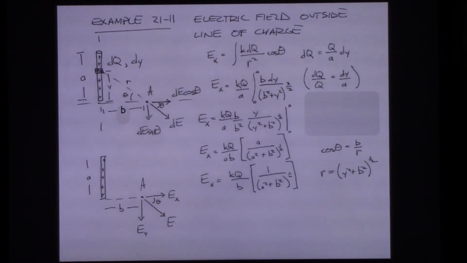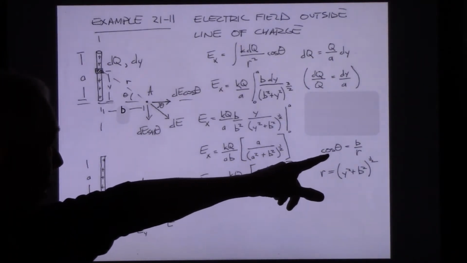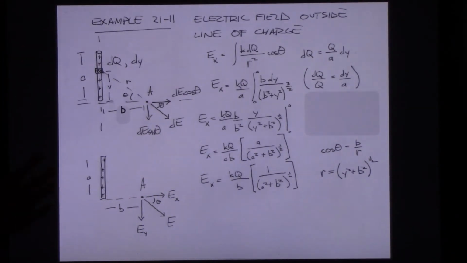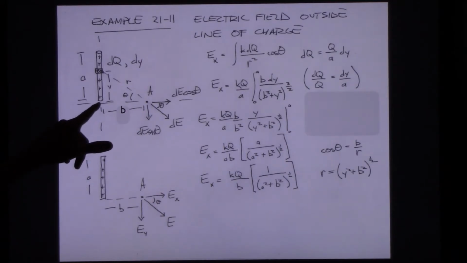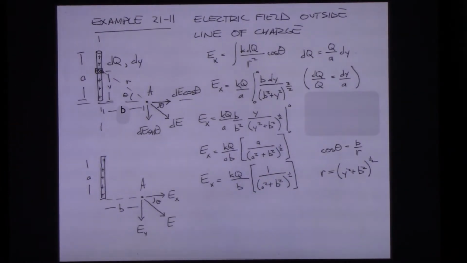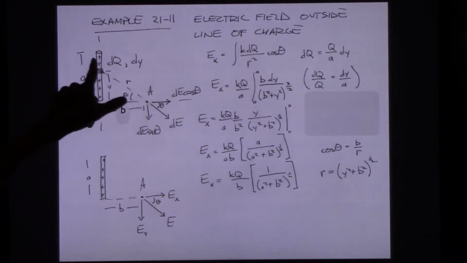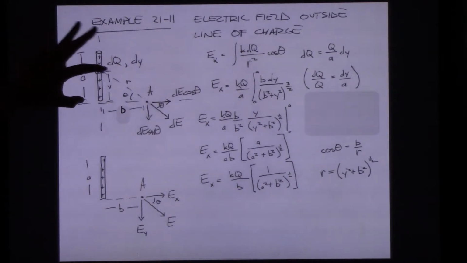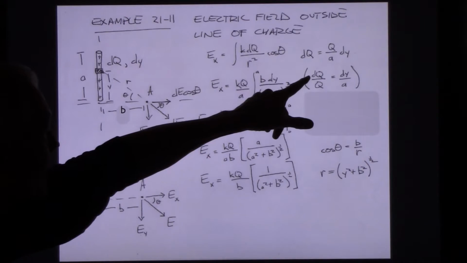Remember, this is doing an integral, and I have to get everything in terms of one variable of integration so that I can carry out the integration. And so that's my substitution for dq. Now, once I've done that substitution, I did this one also. Cosine theta needs to get re-expressed in terms of y. And so cosine of theta is going to be b over r. I made that substitution. And then finally, little r, the distance, is going to be y squared plus b squared to the half.